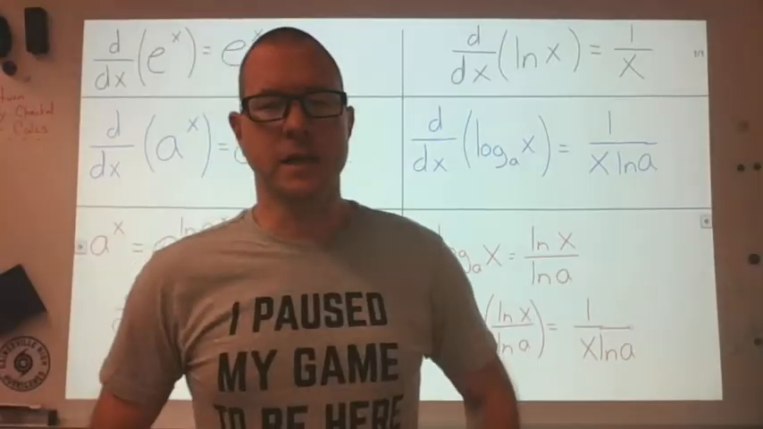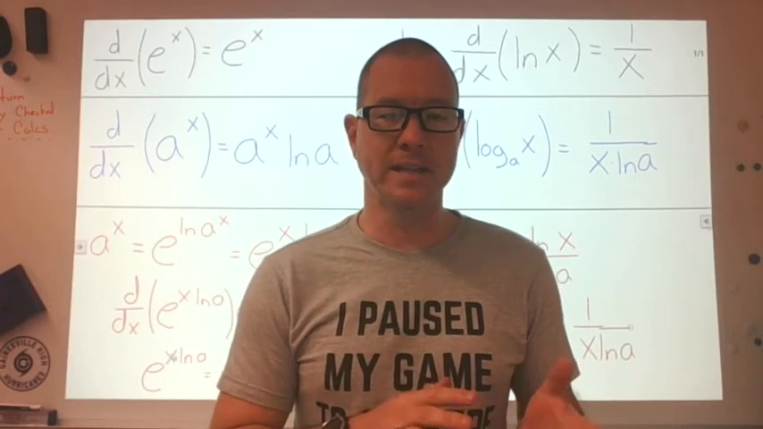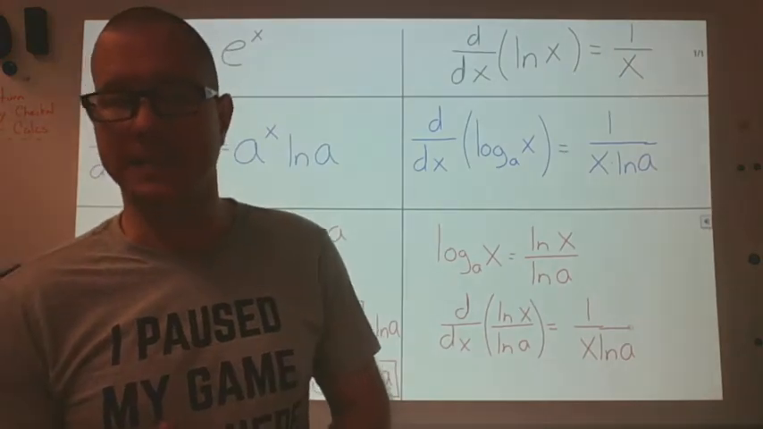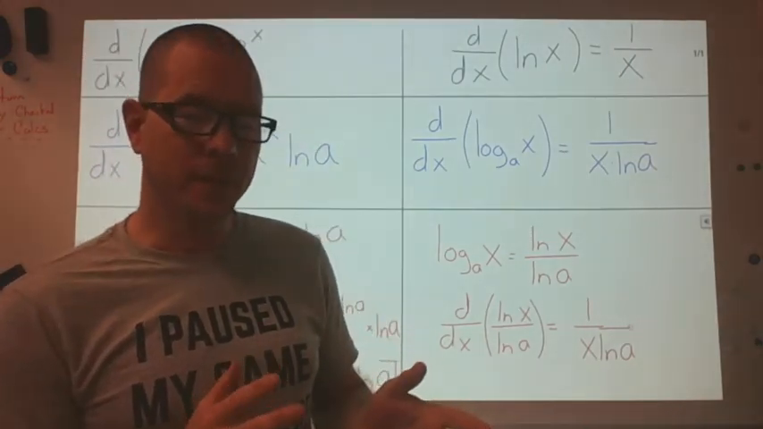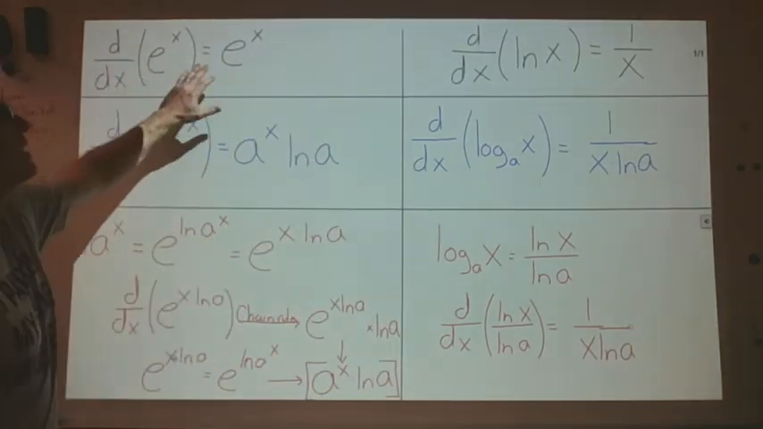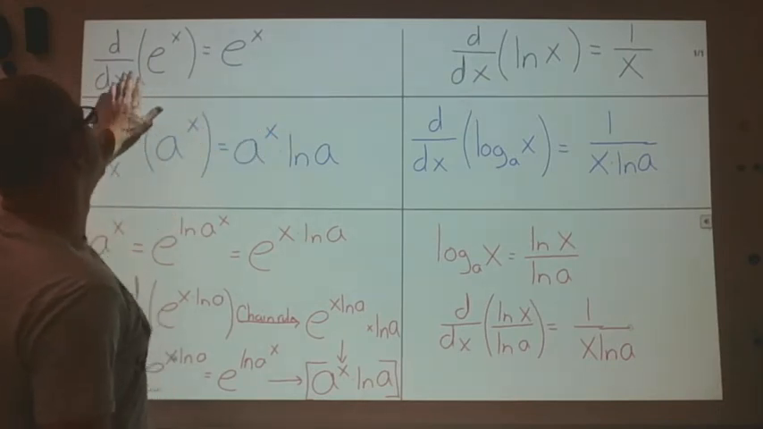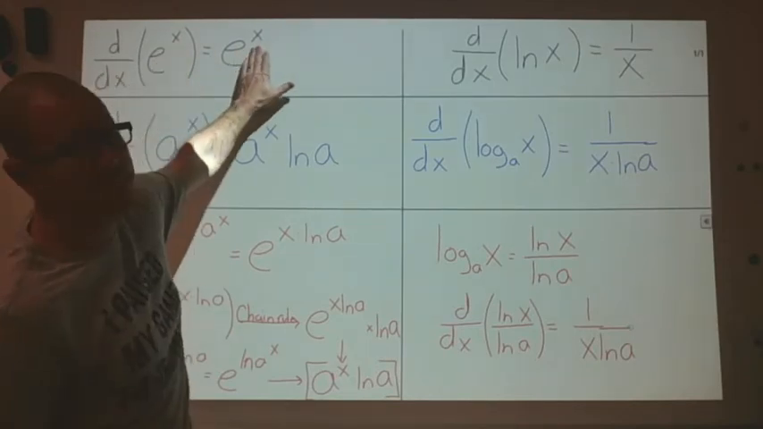Okay, so next up is the derivatives of a to the x, so a base that is not e in an exponential function, and log base a of x, so logarithms with a base that's not e. These follow the exact same forms as our original e to the x and natural log x, so let's refresh our memories on those. The derivative of e to the x is e to the x.